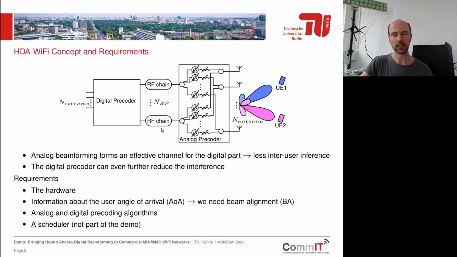What do we require? Of course, we require the hardware, but we also require information on the location of the users. So where should we beamform towards? For that we need some algorithms, and the process for these algorithms we call beam alignment further on in the paper. You of course also need some precoding algorithms in digital and in analog, and on top of that you need a scheduler. A scheduler would decide when to beamform towards which users and also tracks users.